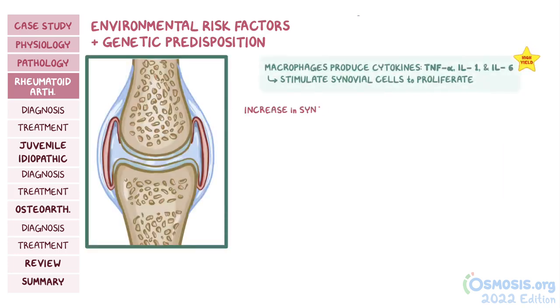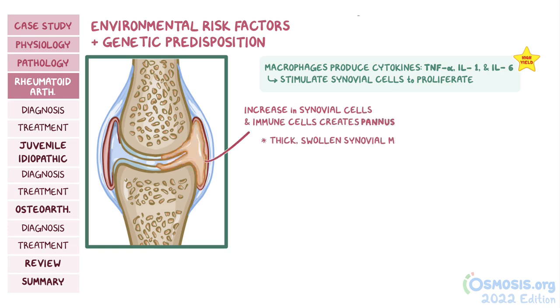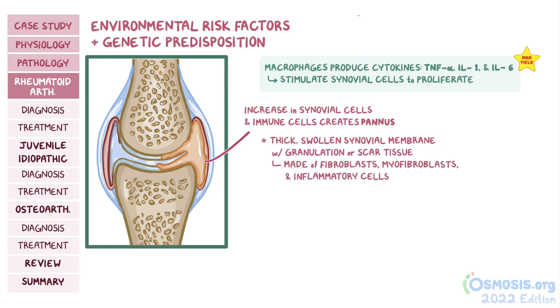This increase in synovial cells and immune cells in the joint creates a pannus, which is a thick, swollen synovial membrane with granulation or scar tissue made up of fibroblasts, myofibroblasts, and inflammatory cells. Over time, the cytokines released in the pannus start to break down the articular cartilage, so the underlying bones are exposed and can directly rub against one another, leading to bone erosion.